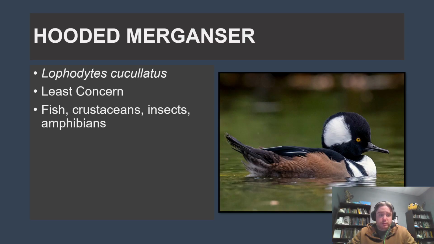They do eat relatively little amounts of vegetation as well. I think it's something like about 4% of a hooded merganser's diet is vegetation, but like 44% is fish. And of crustaceans, the vast majority, we're talking about crayfish. They eat a lot of crayfish.